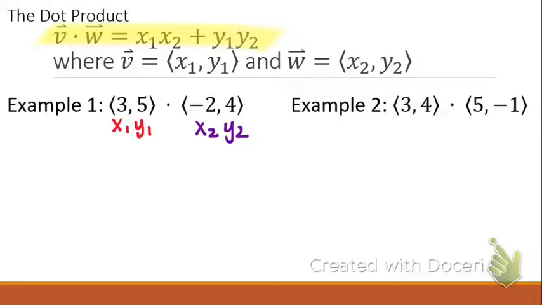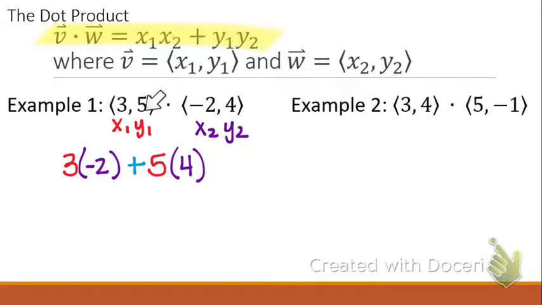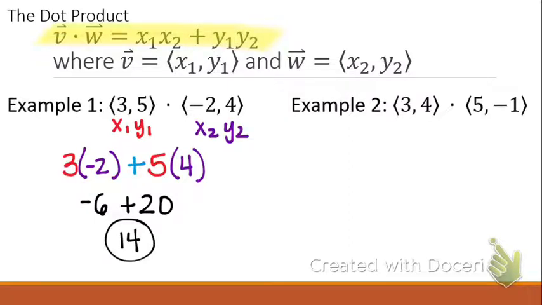So let's multiply them together. I would have 3 times negative 2 plus 5 times 4. That's how you find your dot product. Multiply your x's, multiply your y's, and then add those together. So that would simply be negative 6 plus 20, which would be 14. Go ahead and do example 2 by yourself. Find the dot product.